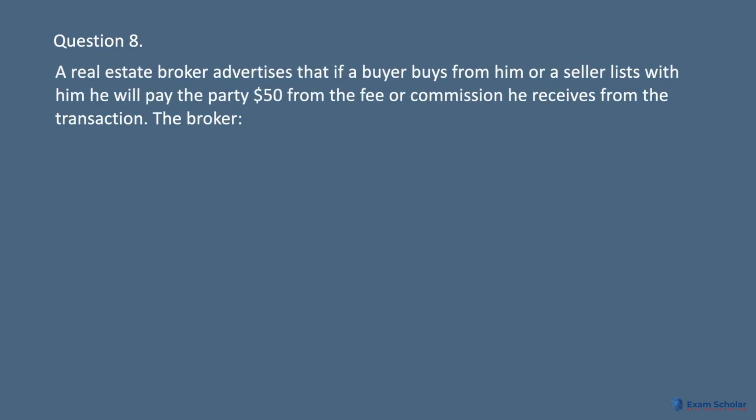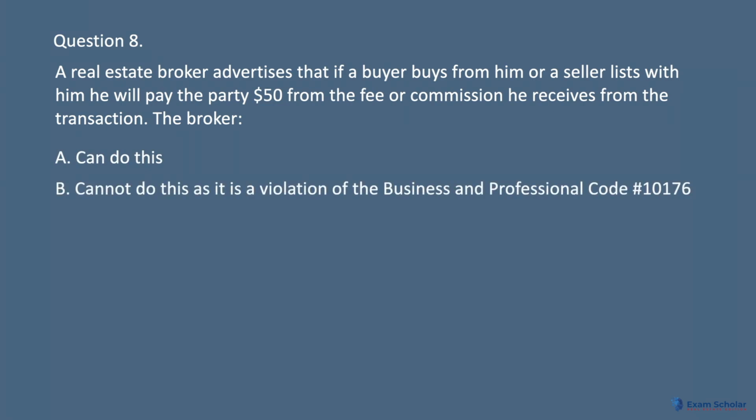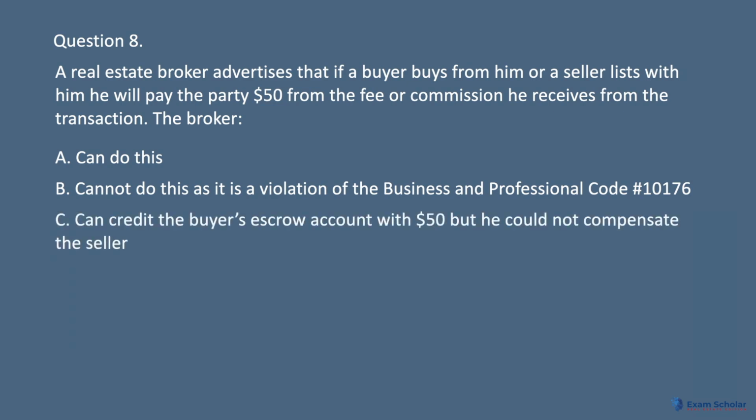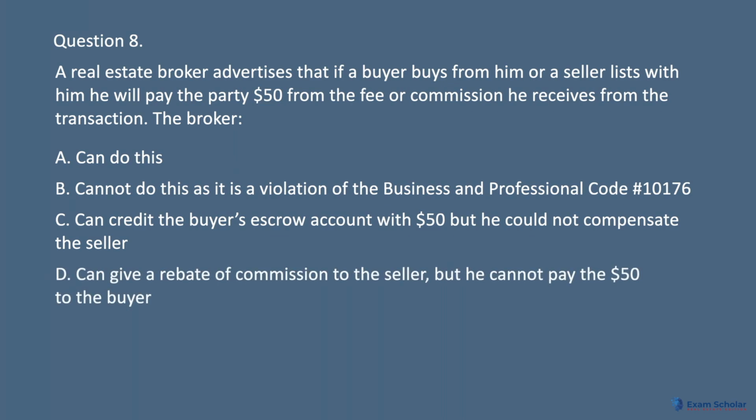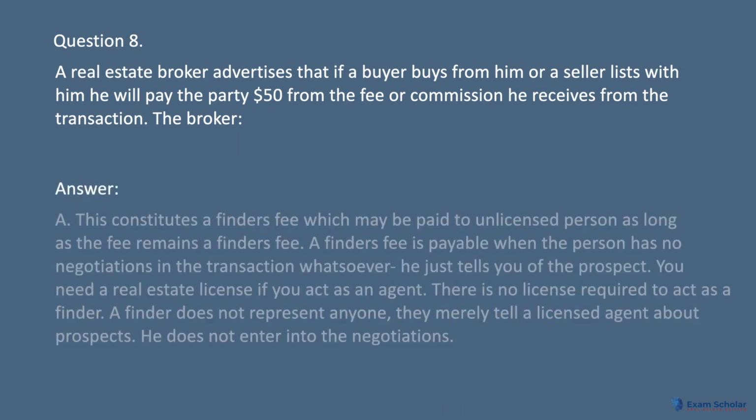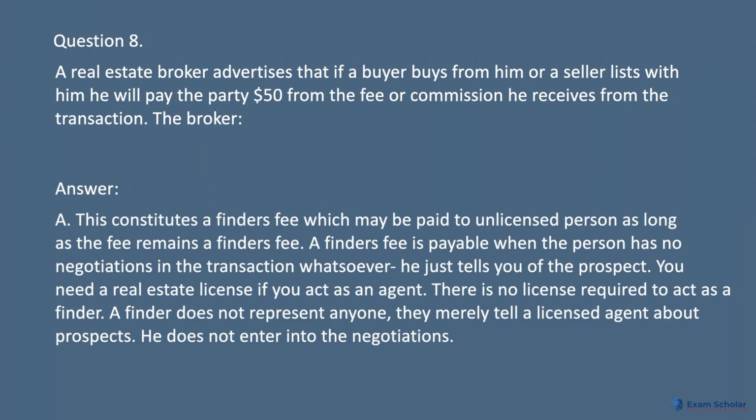Question 8. A real estate broker advertises that if a buyer buys from him or a seller lists with him, he will pay the party $50 from the fee or commission he receives from the transaction. The broker A. Can do this. B. Cannot do this as it is a violation of the Business and Professions Code 10176. C. Can credit the buyer's escrow account with $50 but he could not compensate the seller. D. Can give a rebate of commission to the seller, but he cannot pay the $50 to the buyer. Answer: A. This constitutes a finder's fee which may be paid to an unlicensed person as long as the fee remains a finder's fee. A finder's fee is payable when the person has no negotiations in the transaction whatsoever, he just tells you of the prospect.